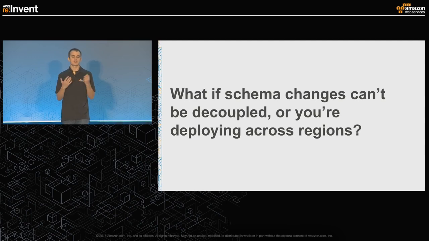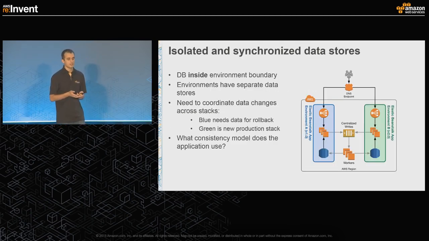your schema changes can't be decoupled, right? Or you're deploying across regions where your blue environment is in one AWS region and the green environment is in another AWS region. So realistically, in that kind of scenario, your database tier is going to be inside your environment boundary. It will be part of your blue-green deployment. So each one of those environments is going to have its own data stores.